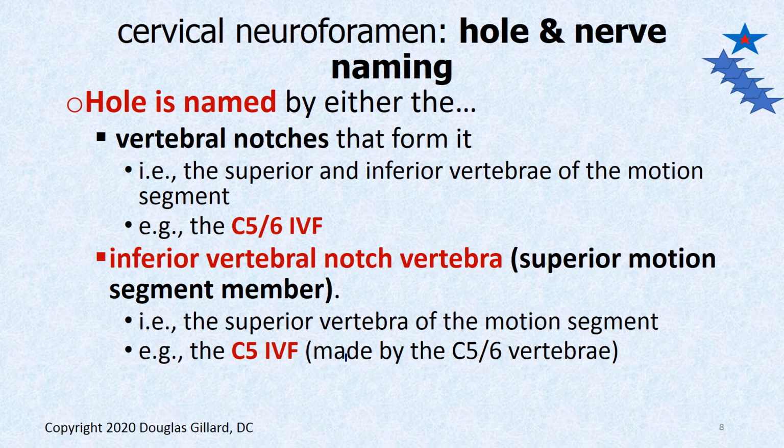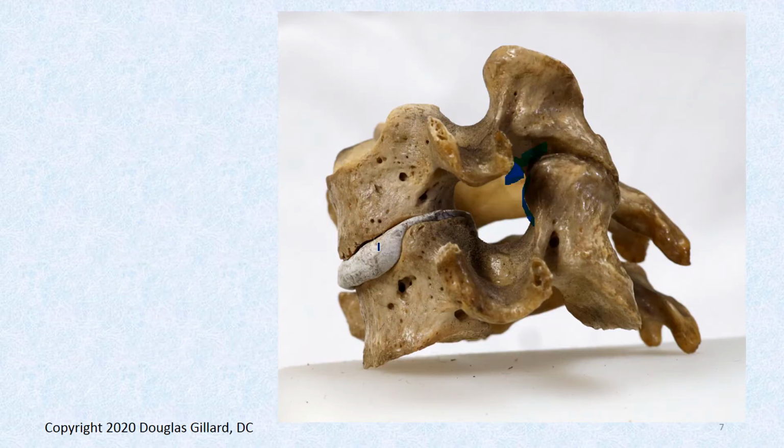How do you name the hole? I don't think we went over this too much. So the hole can be named in 2 ways. It can be named by the members of the motion segment that form it. Let's go back and look at this. So if this is C5 and this is C6, you could call this the C5/6 IVF or neuroforamen or intervertebral foramen. Let's just use IVF for now.